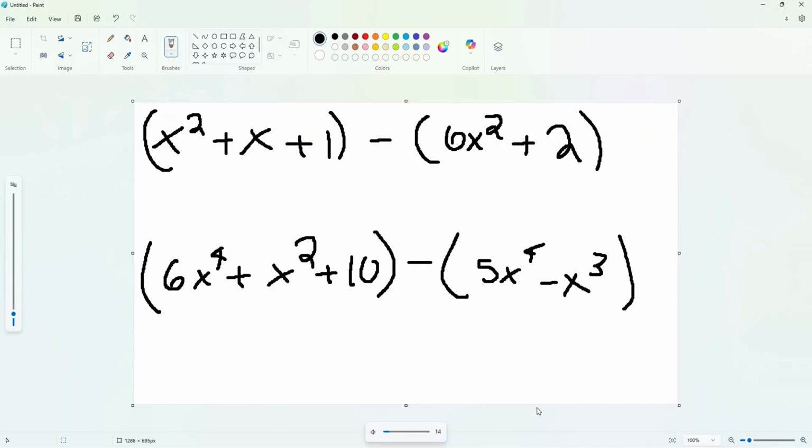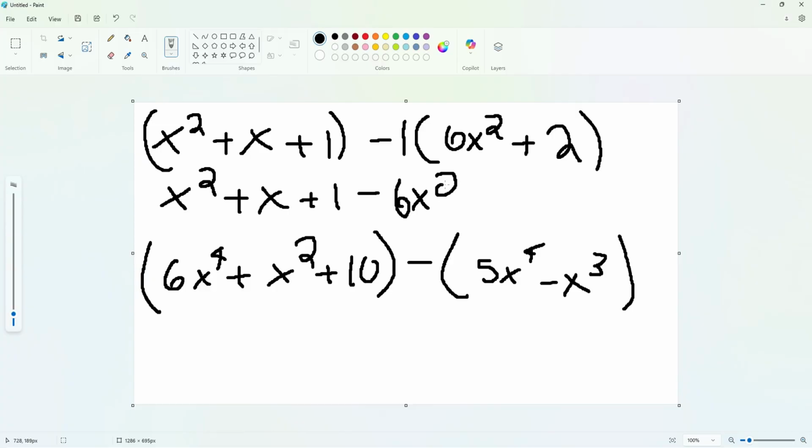Alright, so now let's move on to subtracting polynomials. Same thing, we're going to subtract like terms. We have x squared and 6x squared. Now, if you look at this, there's a subtraction. Think of it as there is a visible 1 next to it. Now, let's distribute this negative 1. So first, let's write out this left area. Plus 1 minus 6x squared minus 2.